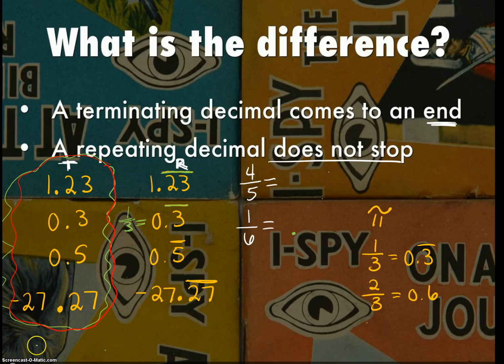And other examples would be whole numbers or integers, like negative 10.0 because it comes to an end, or negative 3. The next number would be a 0.0, so that would come to an end.